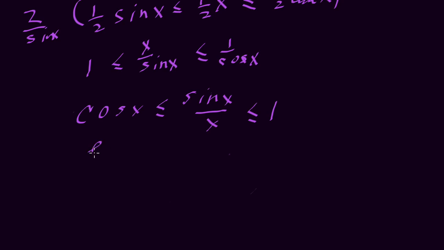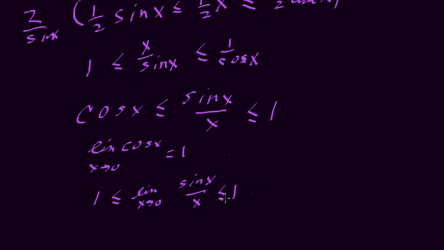Now we know the limit of cosine of x as x goes to 0 is equal to 1. Plug that in here and we get 1 is less than or equal to the limit as x goes to 0 of sine x over x, which is less than or equal to 1. So this function here, since it's between these two that we know are 1, then we know that the limit of this function as x goes to 0 of sine x over x is equal to 1.